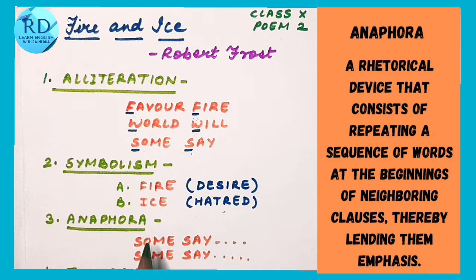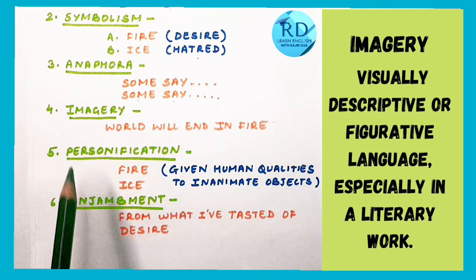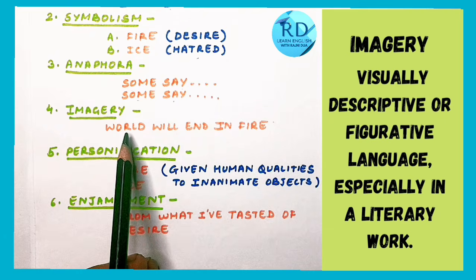Anaphora is repetition of some initial words in a sentence. For example, here, some say. So the first two lines, some say the world will end in fire, some say in ice. So this is getting repeated. It's like the whole phrase is getting repeated. This is anaphora. Fourth poetic device is imagery.